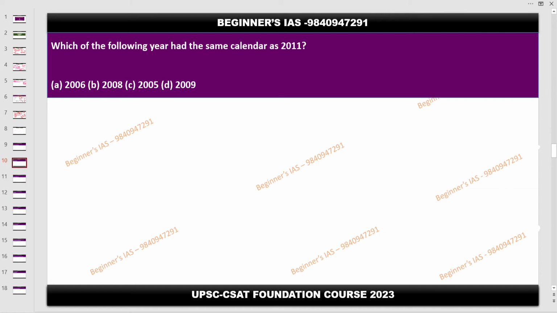Which of the following years had the same calendar as 2011? If you know the simple logic, you people will easily answer. So what is the answer? Option C, 2005. So this is from previous years. So what you need to do is, listen carefully.